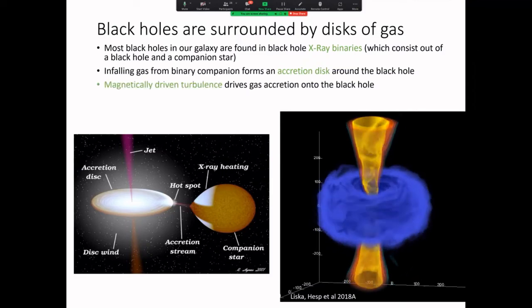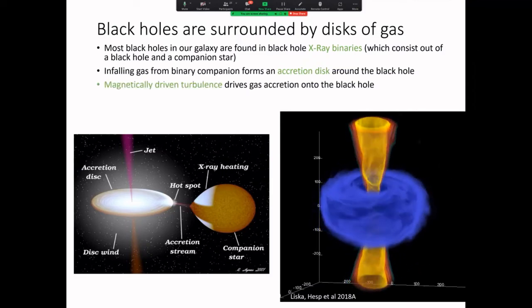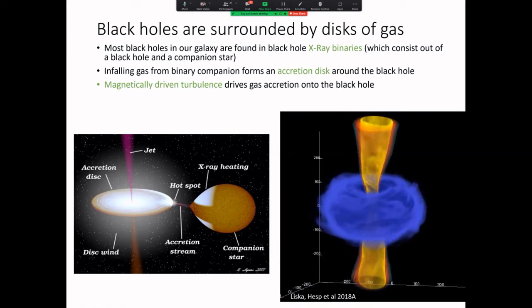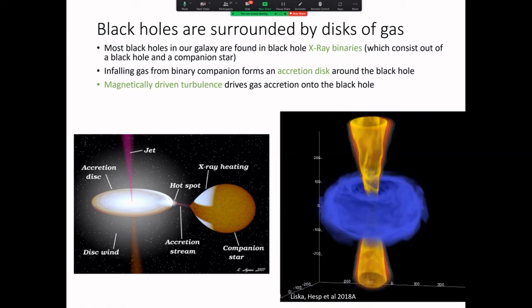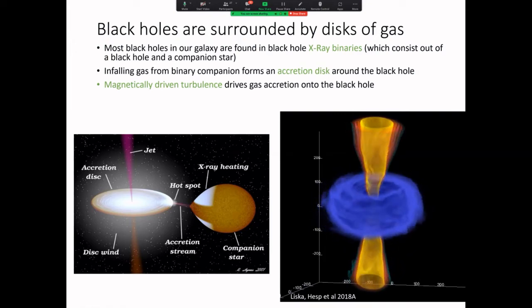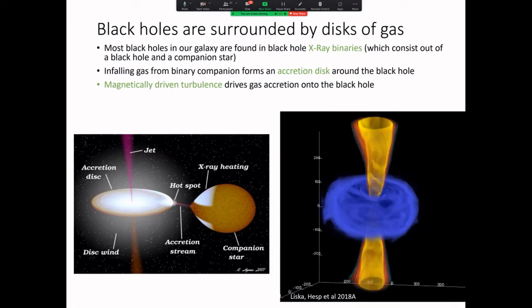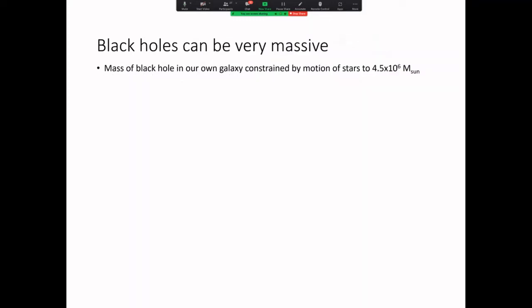In addition, when this turbulence develops, this gas starts falling into the black hole, and while this gas falls in, it drags along with it magnetic fields. When these magnetic fields thread the black hole's event horizon, the spinning of the black hole coils up these magnetic fields, which launches these relativistic jets. And as I will show in later parts of my talk, such jets can become extremely powerful.